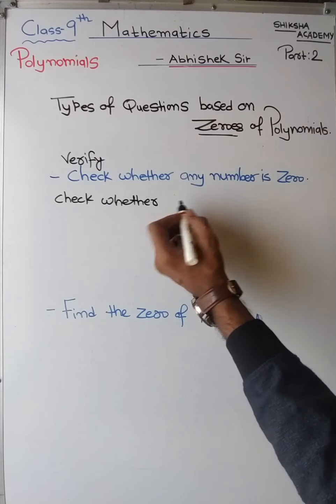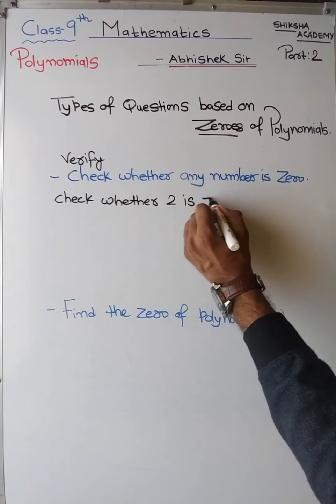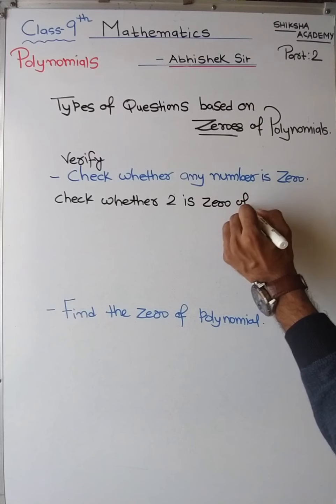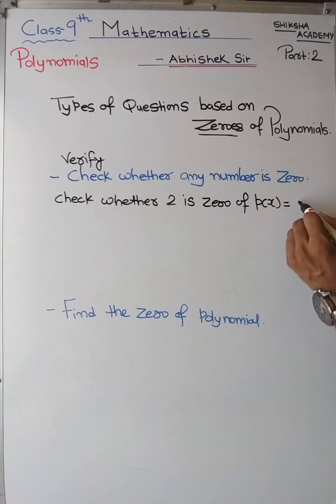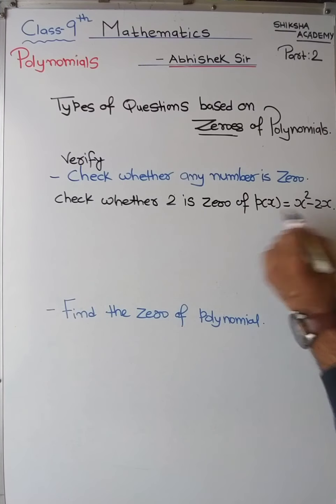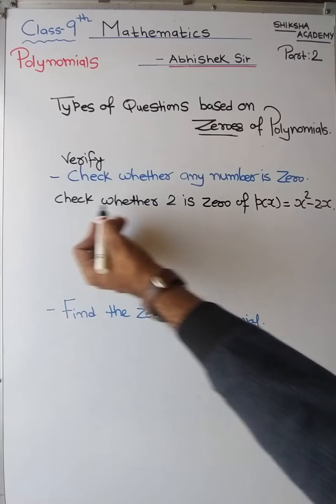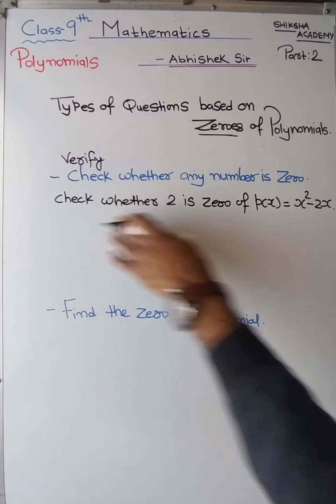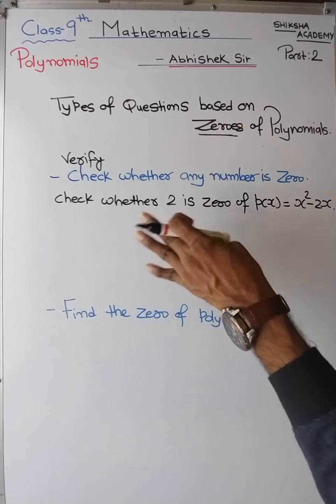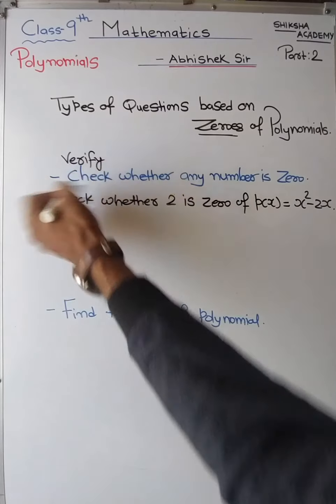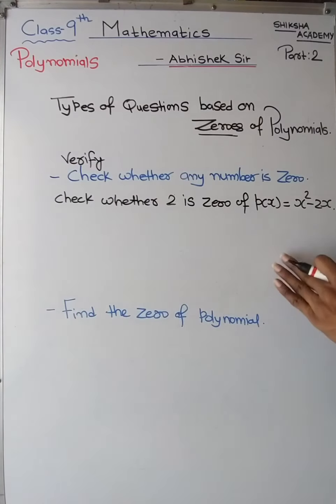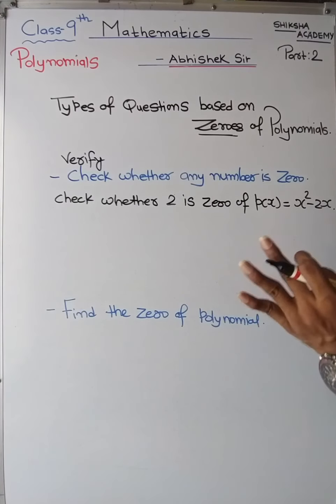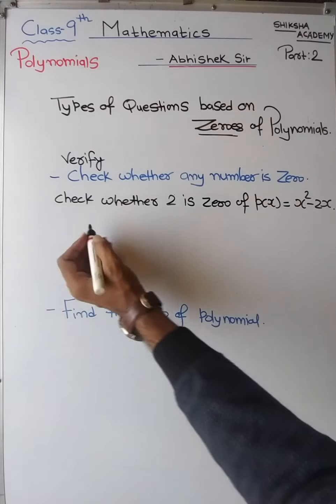2 is zero of a polynomial p of x, that is x square minus 2x. Okay, so they will be giving a polynomial and they will ask you whether this given number is zero or not. Verify. So in this question we just have to put the value, and if the overall value becomes 0 then you have to write yes or no. So your answer will be in yes or no.